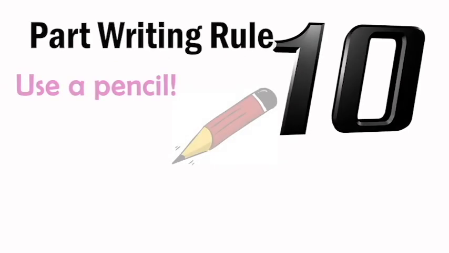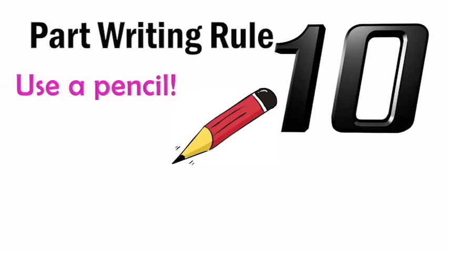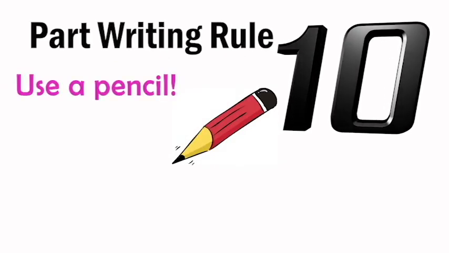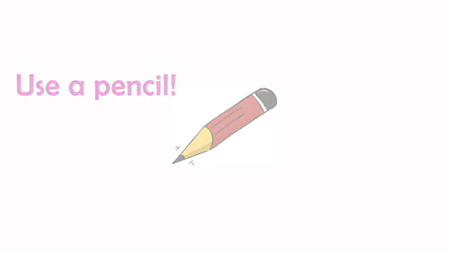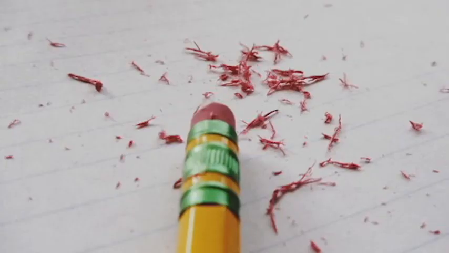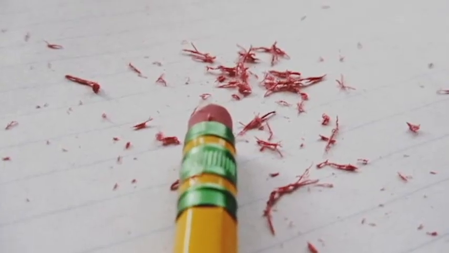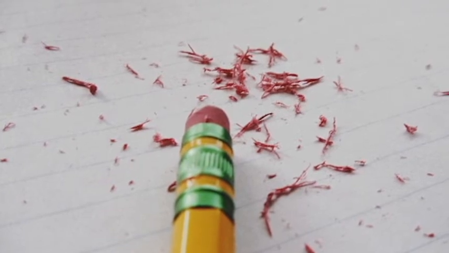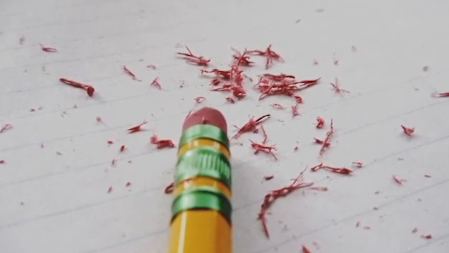Well, we've come down to our last rule, rule number 10, which really is not about writing notes. It's about how you write the notes. And it starts with one of these. Rule number 10. Use a pencil. There are 10 rules that you've learned, but chances are you'll break a lot of them when you first start part writing, and you'll go through a lot of these. So make sure you use a pencil so that you can erase.